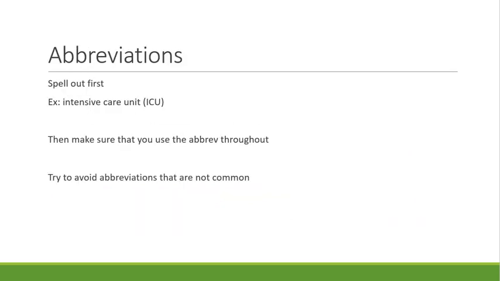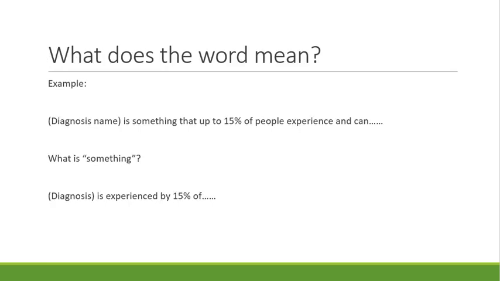Abbreviations: spell it out the first time. For example, intensive care unit. Don't put ICU. Everybody might know what an ICU is, but don't put ICU right off the bat. Write intensive care unit, then ICU in parentheses. Then make sure that you use the abbreviation throughout. Don't bounce back and forth and occasionally write out intensive care unit and other times just have the abbreviation. Also, try to avoid abbreviations that are not commonly known.